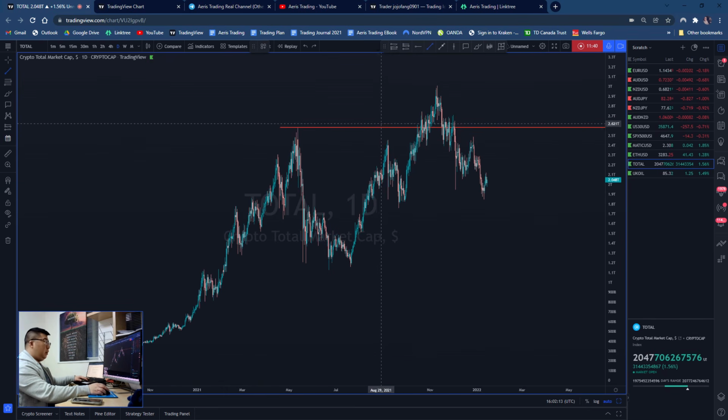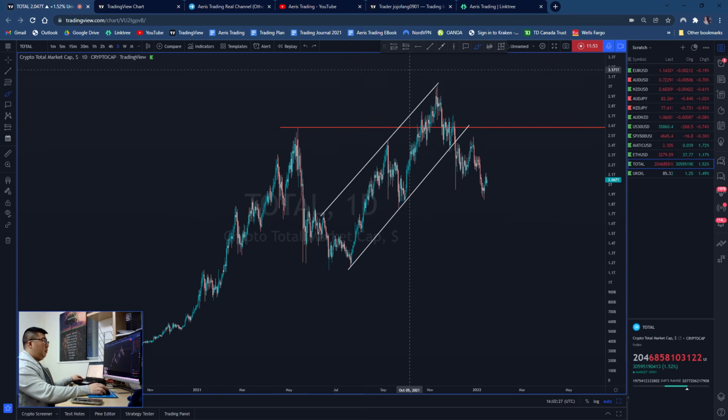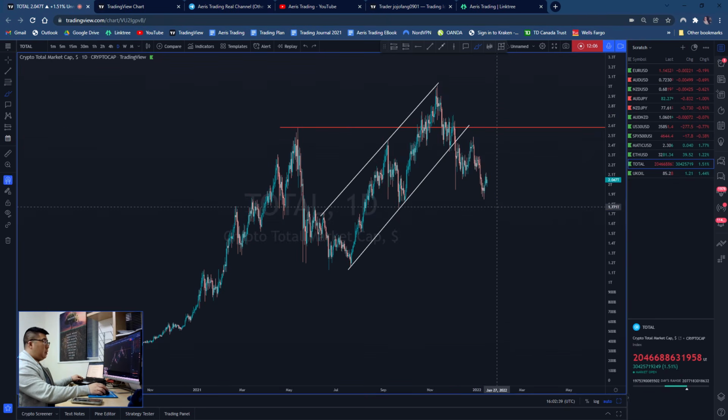And right away I see another structure here. So this is the ascending structure point of view. So we know that again ascending structures are a bearish reversal. So right away on the higher time frame, top-down approach, identify the impulse and correction phase, identify that this is a corrective phase after hitting the double top here, and price is likely to have a bearish reversal. So we know that it's a reversal correction that we're seeing. So my bias here is looking for the sell setup.